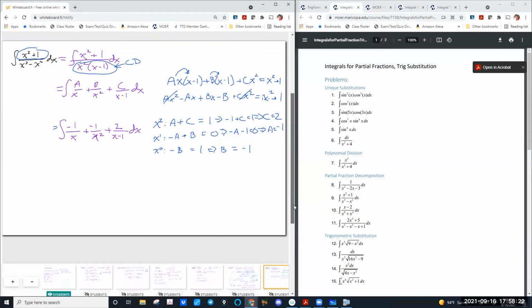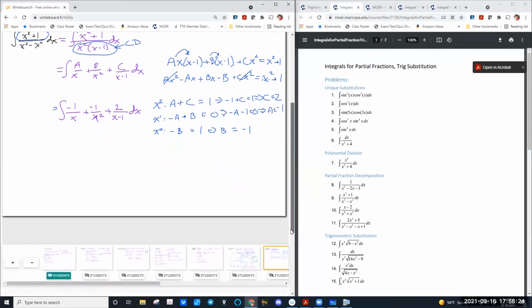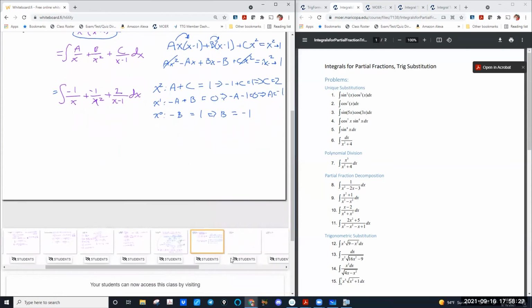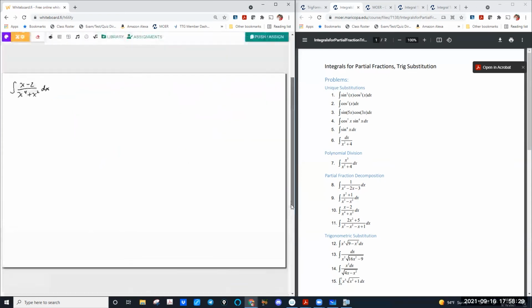next one, because something interesting and different happens in the next one, which is an irreducible quadratic. What does that mean? Okay, we factor the denominator, x squared times x squared plus 1 dx. This guy is an irreducible quadratic. I cannot factor it any further, but it is a quadratic. So notice what I have. I've got a repeated root here and an irreducible quadratic.